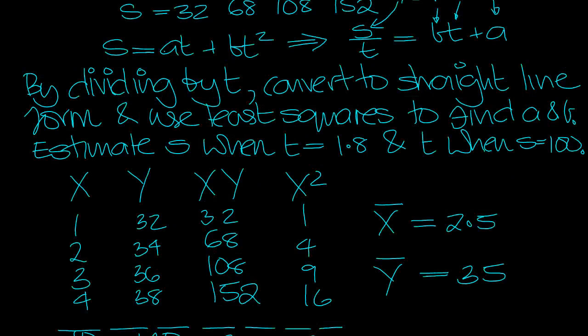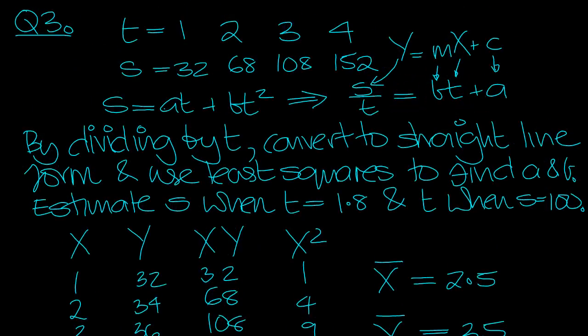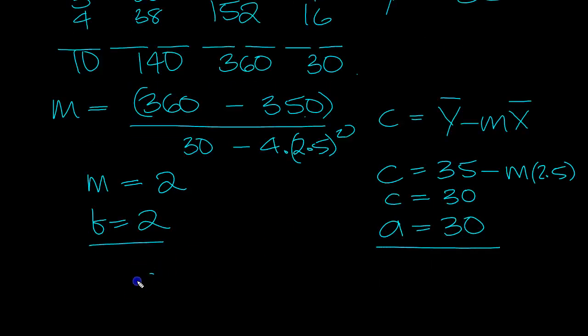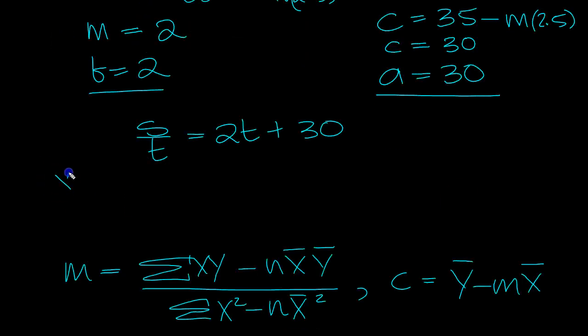And then we got our formula s over t, haven't we? y equals bt plus a. s over t equals bt plus a. And now we can multiply back by t to get a formula that's more user-friendly. s is equal to 2t squared plus 30t.